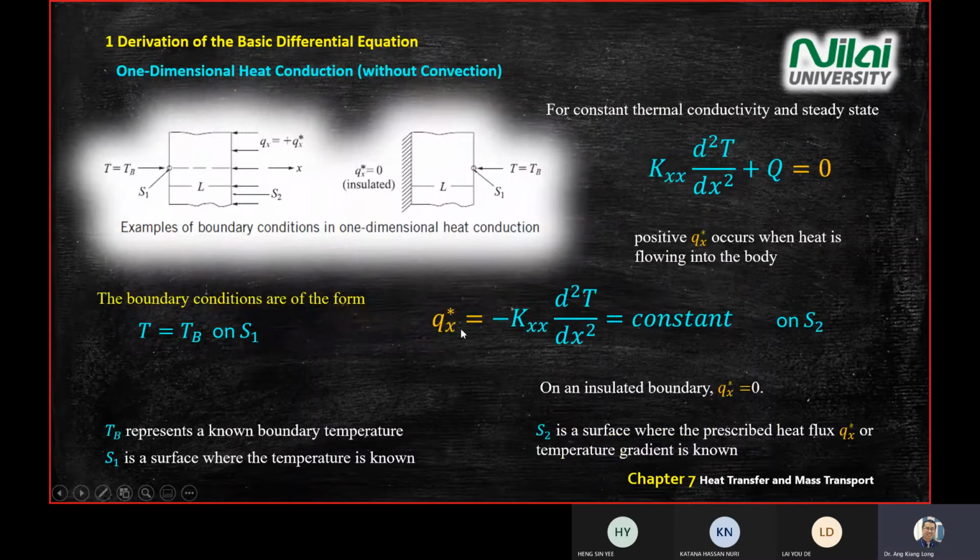The direction of the q star is also important. If q star is positive, it means the heat is flowing into the body. Normally we don't have q flowing into the body; normally q is flowing out, so you get a negative sign for the q star. Small q x means it is a heat flux. If you have a heat flux equation with a star above it, it means you have an insulated boundary condition, where you close the surface with something that does not allow heat transfer to happen.